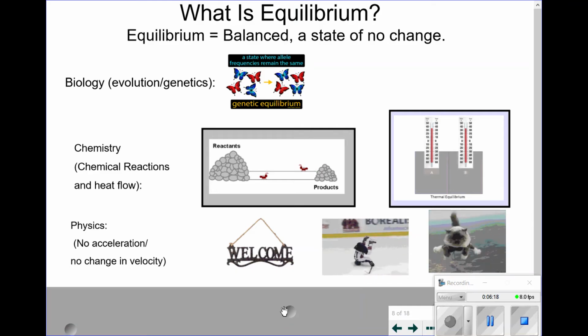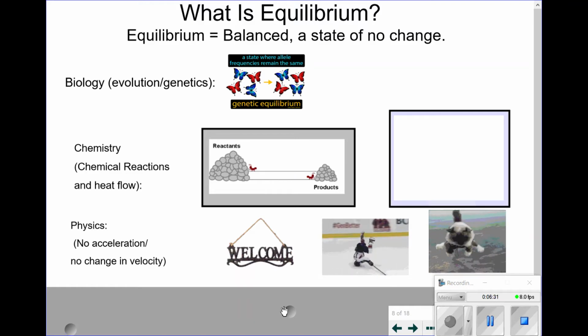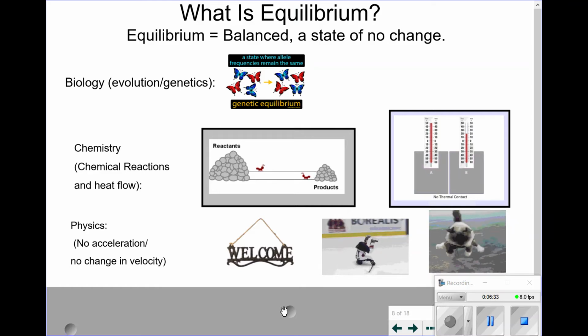When dealing with physics or engineering, equilibrium is going to be referring to when all the forces balance out on an object, so the net external force on an object or system is zero. For us, dealing with physics, it means there's no change in velocity. It means automatically there is no acceleration. And this is what we're dealing with here.